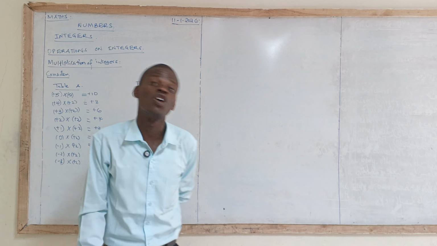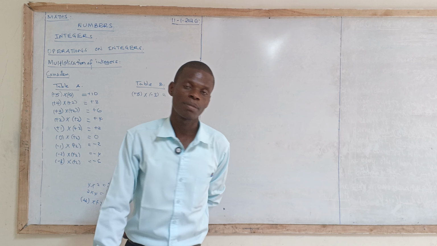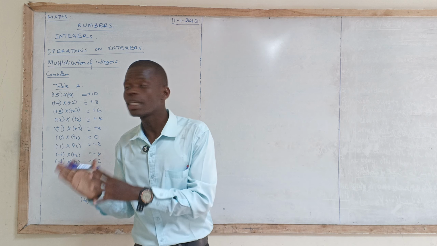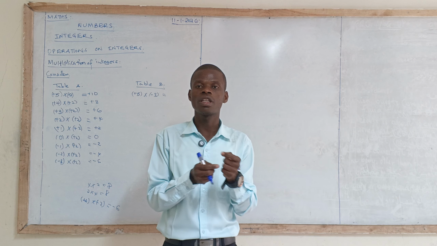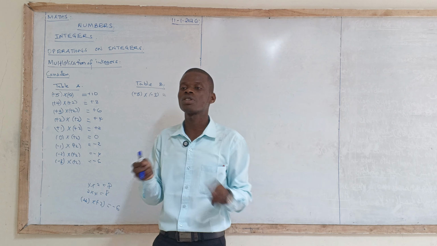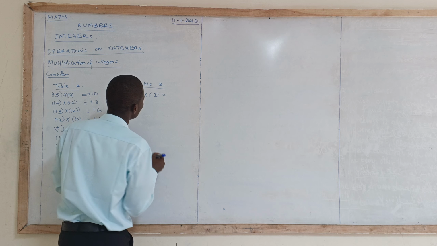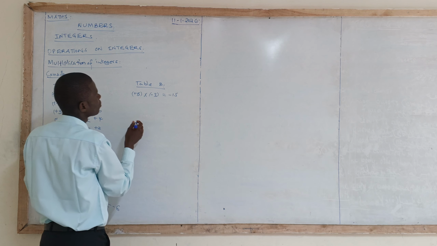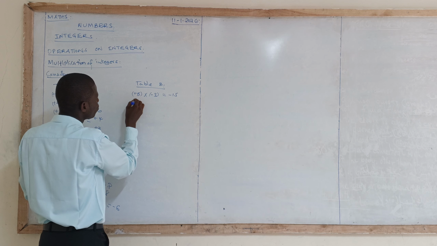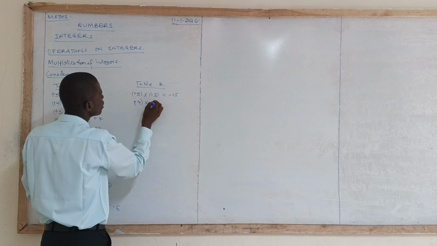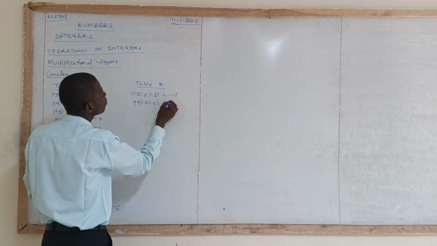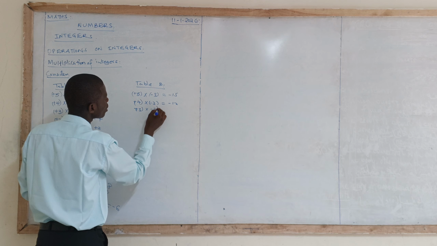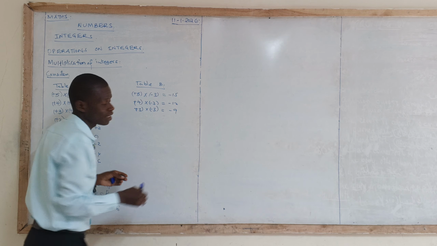At the back of our brain, already we know a negative integer times a positive integer is negative. A positive integer times a negative integer is still negative. If we switch the positions, we still have the same answer. So already here I know this one will be negative 15. Then same, positive 4 times negative 3, still I have negative 12. Positive 3 times negative 3, what do you have? Negative 9.